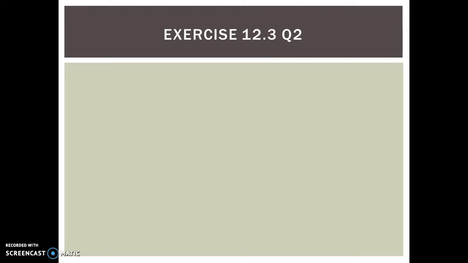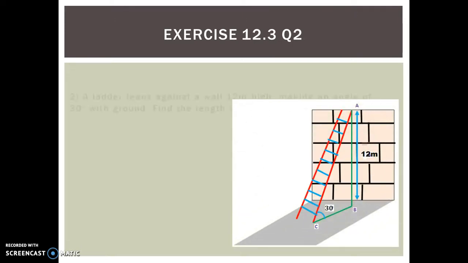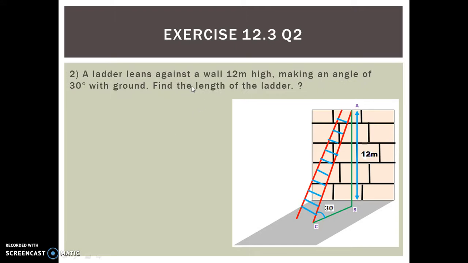Similarly, let us have a look at question number 2. The question is: a ladder leans against a wall 12 meters high, making an angle of 30 degrees with the ground. Find the length of the ladder.